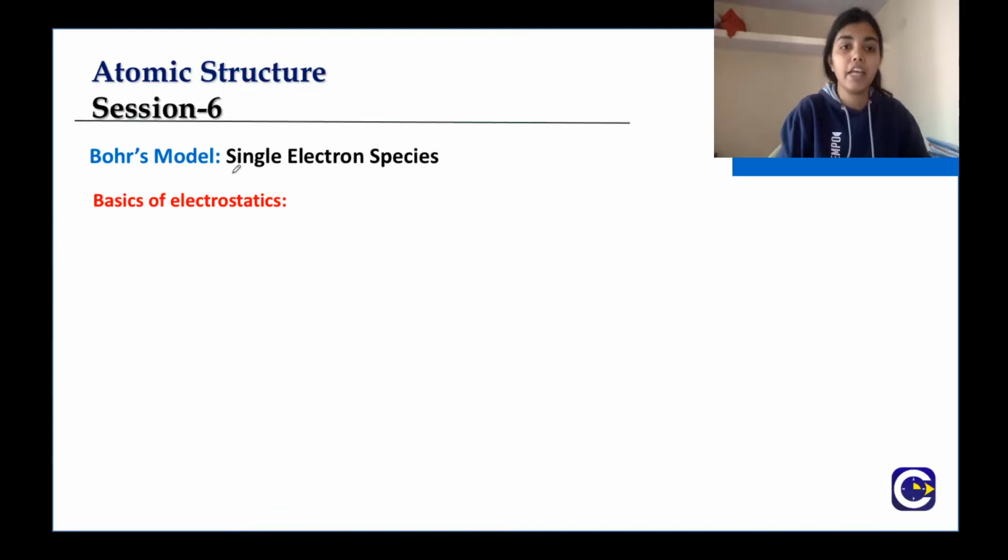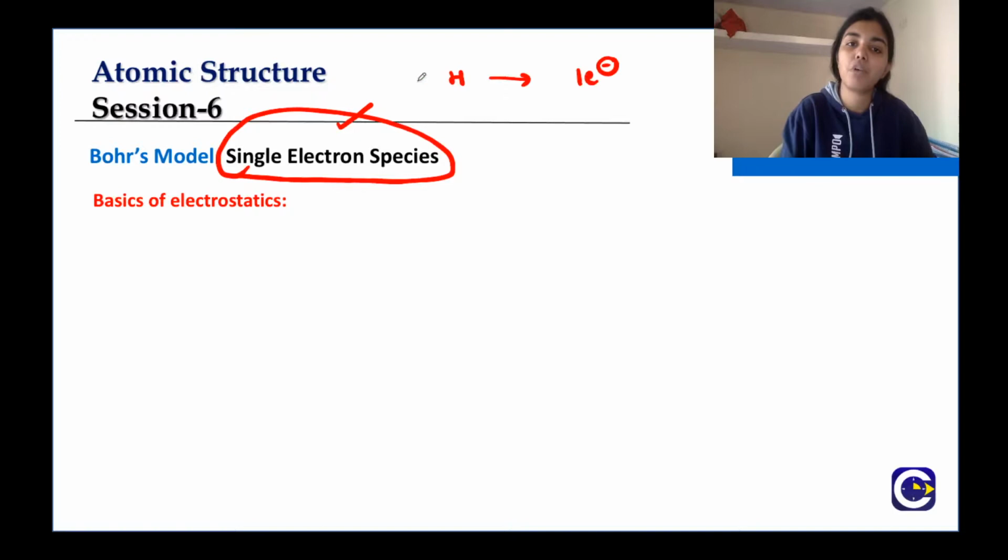So see, before dealing with the Bohr's model, we need to know that one thing which is very important, that it is valid for only single electron species, right? For example, let us say hydrogen atom we are having, it consists of one electron, so Bohr's model is applicable to it. That means the formulas that we will be deriving for R, V and energy, radius, velocity of electron and energy of electron, which is present in a specific orbit, will be valid for this system, right?